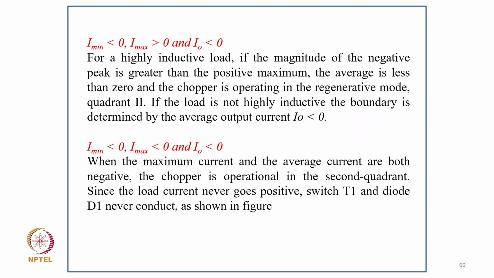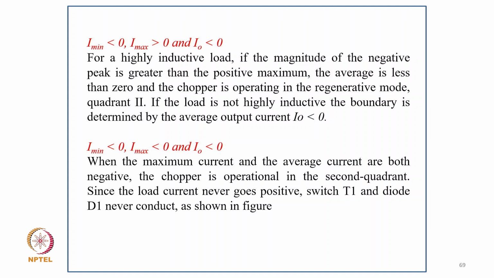The third condition is I minimum less than 0, I max greater than 0, and I0 less than 0. For a highly inductive load, the magnitude of the negative peak is greater than the positive maximum. The average is less than 0, and the chopper is operating in the regenerative mode in quadrant 2. If the load is not highly inductive, the boundary is determined by the average output current less than 0. For the fourth condition, I minimum less than 0, I max also less than 0, and I0 also less than 0.